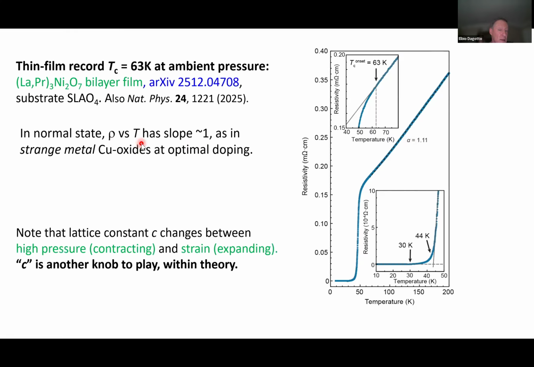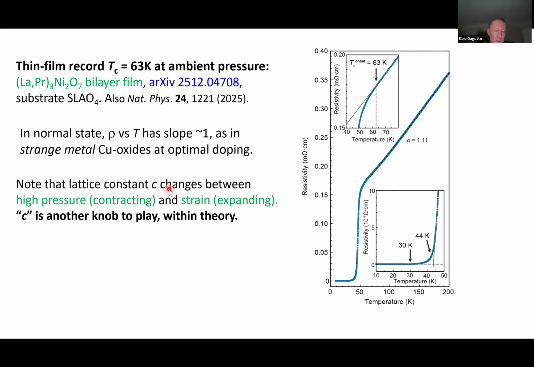The lattice constant, this is the difference between thin films and high pressure. The lattice constant along the axis perpendicular to the interface is expanding under strain, while for the hydrostatic pressure of the early days it is contracting. The hydrostatic pressure reduces A, B, and C. The compressive strain reduces A and B and expands the last one. So this is another knob to play with within theory. It's quite interesting that we have this extra degree of freedom, and this story will come back very soon when I discuss the channel of pairing.